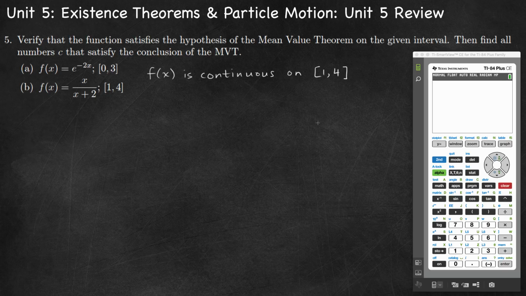Is it differentiable? Rational functions are going to be differentiable except where they're not continuous. But if you're not sure about that, you can find the derivative equation and see where it does exist, where it doesn't exist. So wherever the derivative doesn't exist, then f is not differentiable. Or since we are using a calculator here, we can graph that original equation.